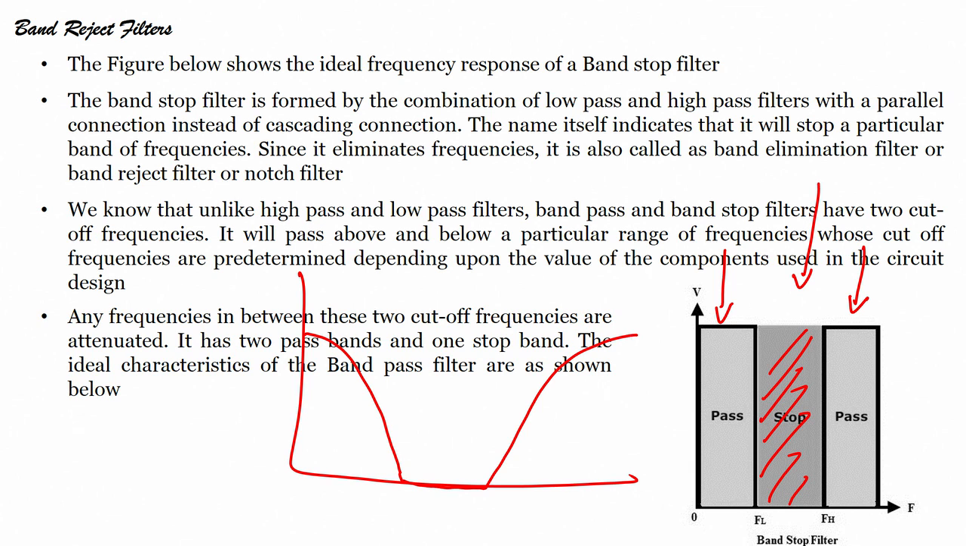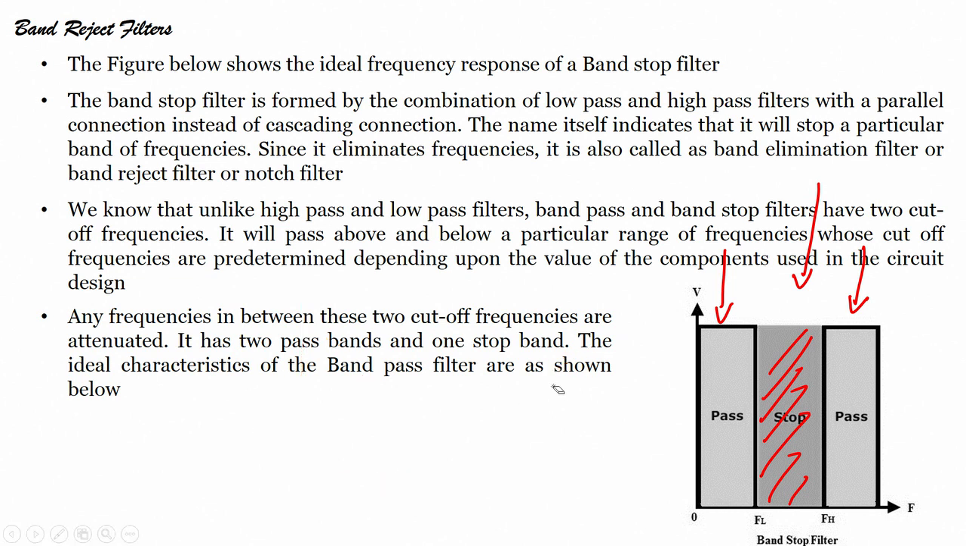This is the response plot for a band stop filter. That means a particular band of frequency that we do not require, we can stop it by designing a filter using an operational amplifier, right. The figure shows the ideal frequency response of a band stop filter. The band stop filter is formed by a combination of low pass and high pass filters, okay. So, band stop filters can be designed by using low pass and high pass filters.